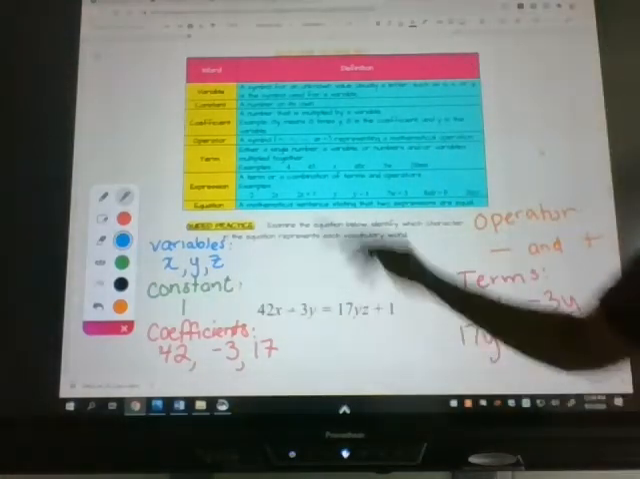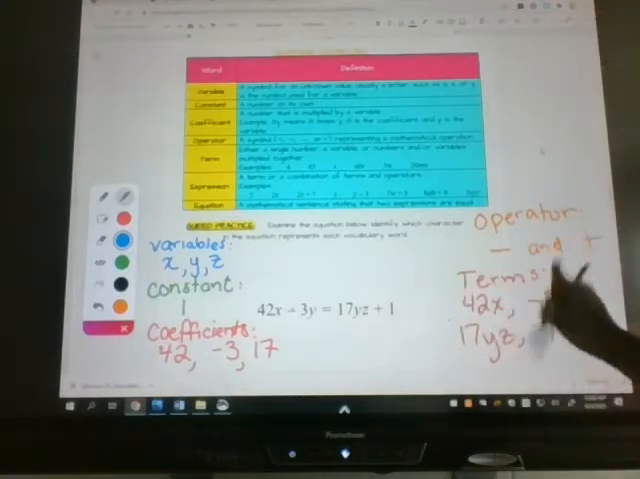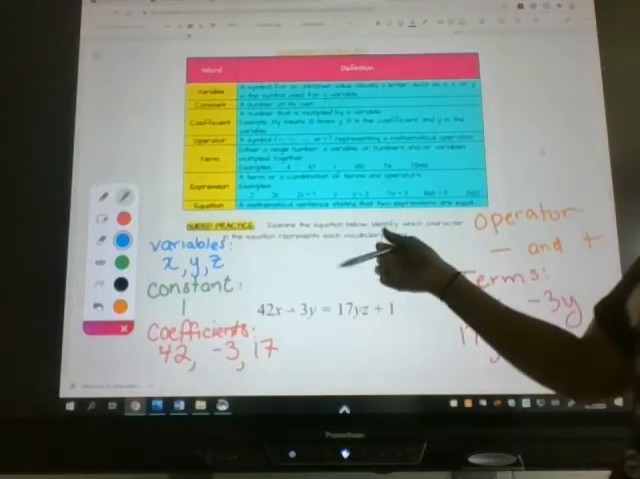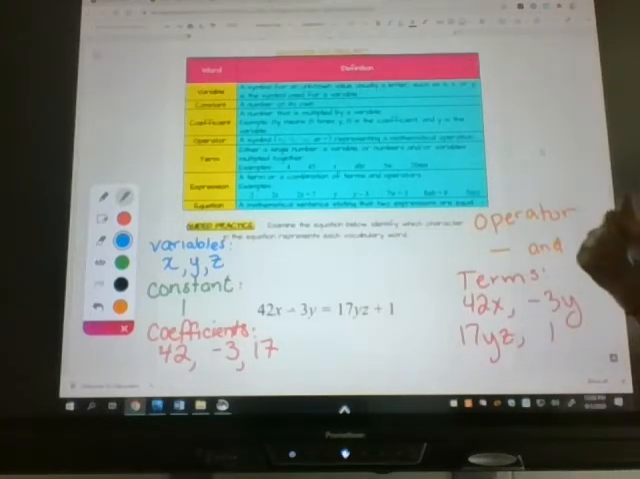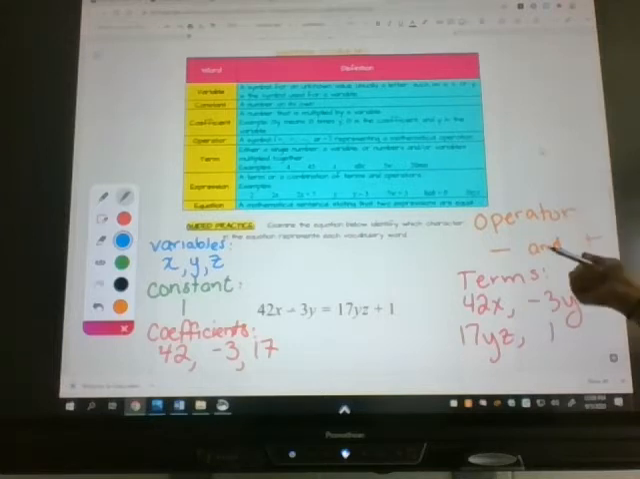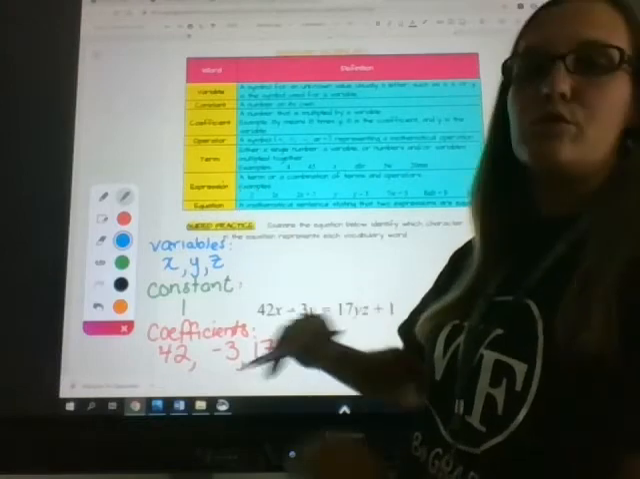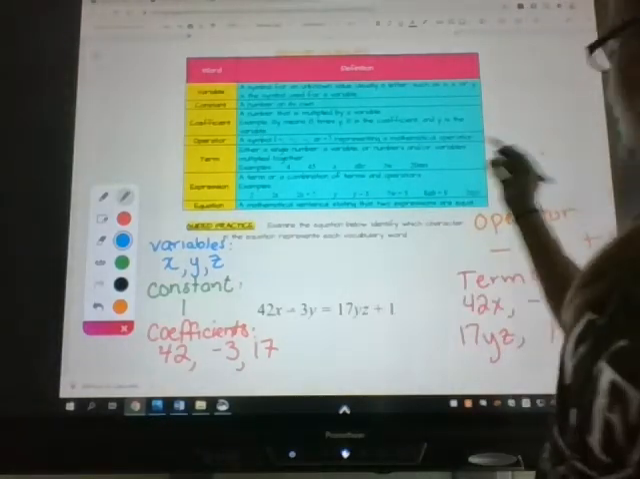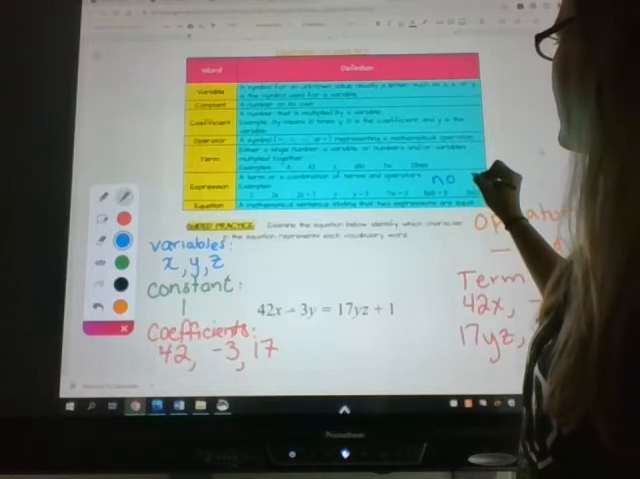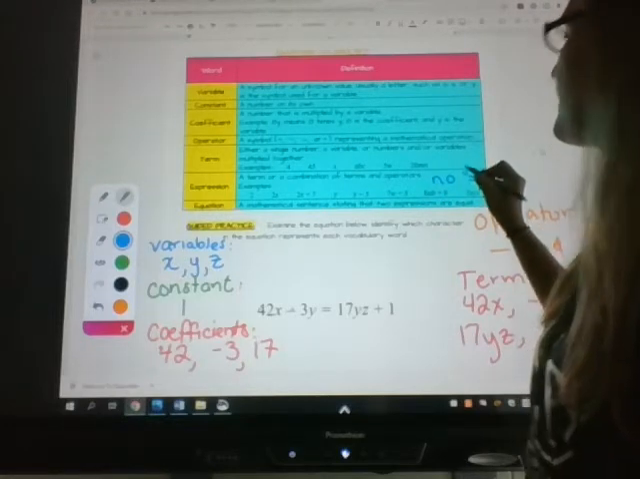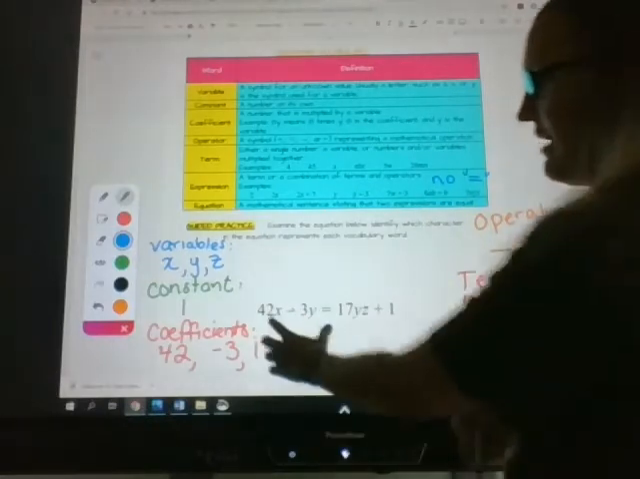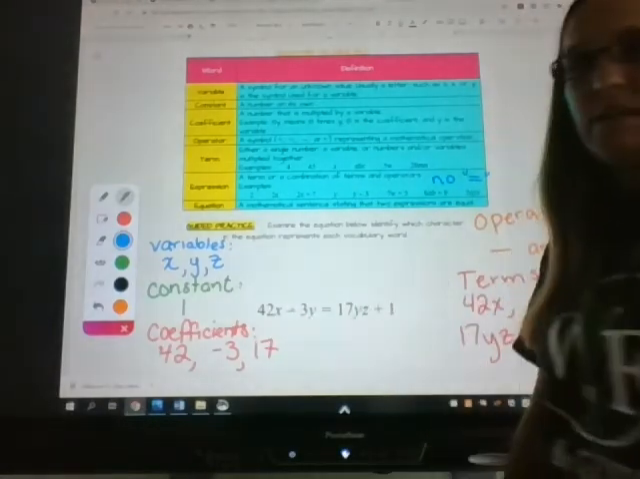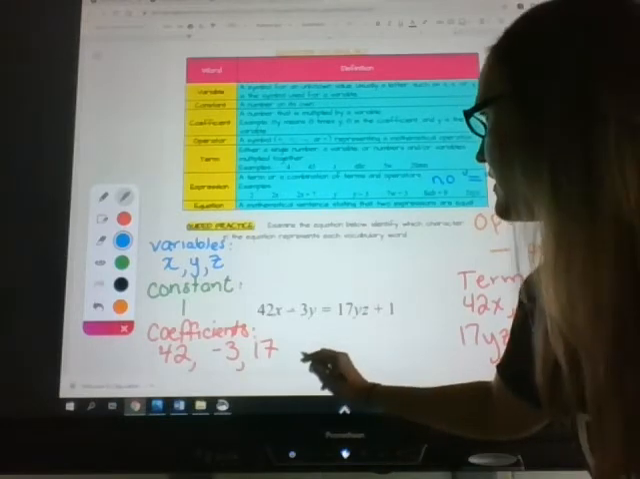Our next word is expression, a term or combination of terms and operators. Examples, 2, 2x, 2x plus 7, y, y minus 3, 7w plus 3, 8, ab plus 9, or 5 times x times y times z. The main thing you want to think of for an expression is there's no equal sign. Let's actually write that over here. No equal sign. So this equation actually has two expressions. We have the left-hand side of the equation and the right-hand side of the equation.